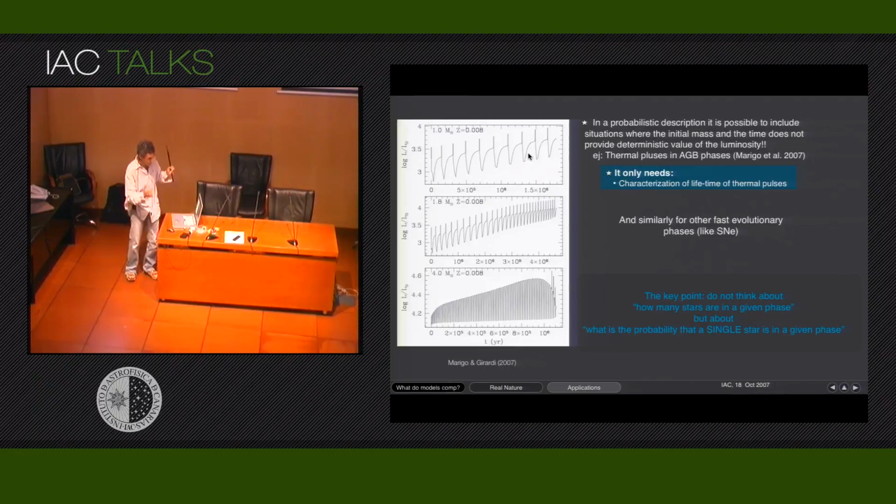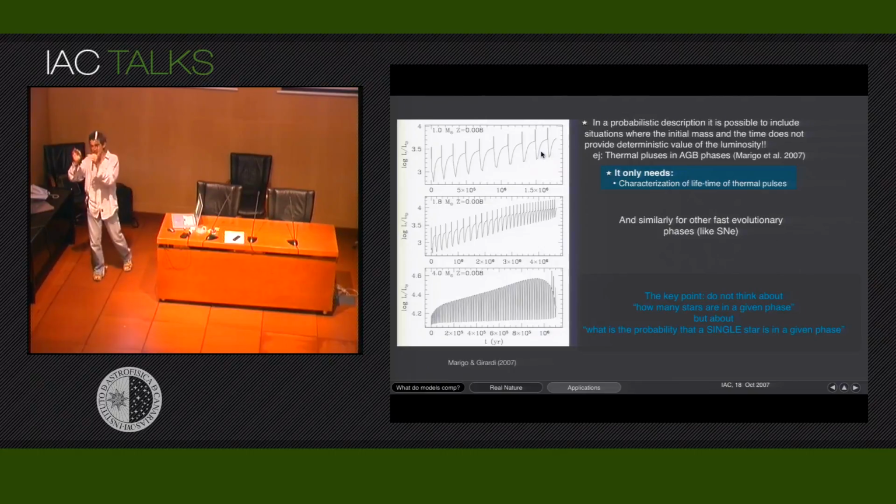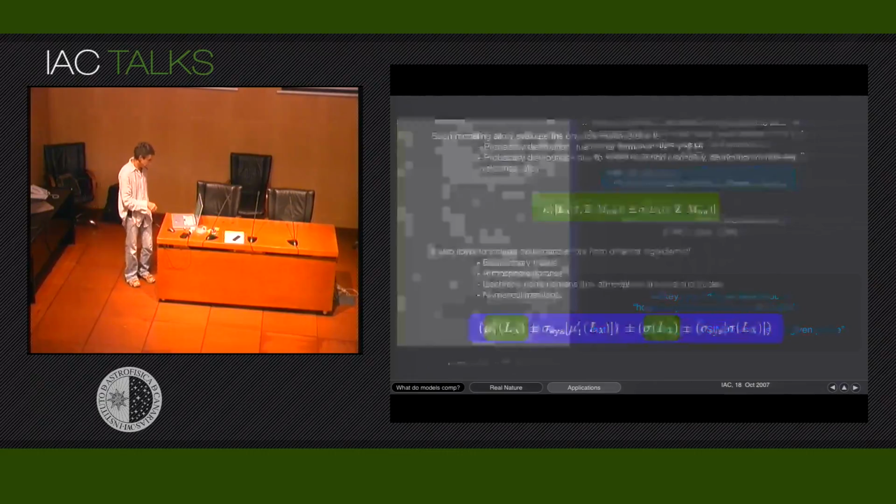And the other option is to think about what happens with this kind of individual star and say, okay, in my time resolution, in this time scale, I know that the probability that the star is in this part of the thermal pulse is this one. In this other part is this one. In this other part is this one. And you can include it in the model. At the end, the only point is not to think about how many stars can be in a given phase, but to think just about a single star and what the probability is that the star is in this single phase.